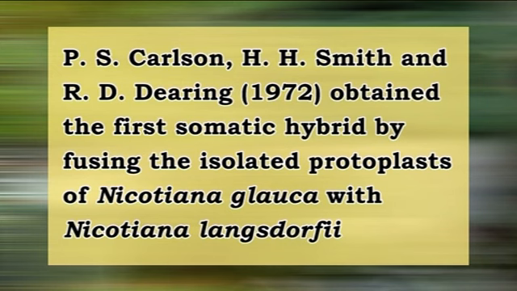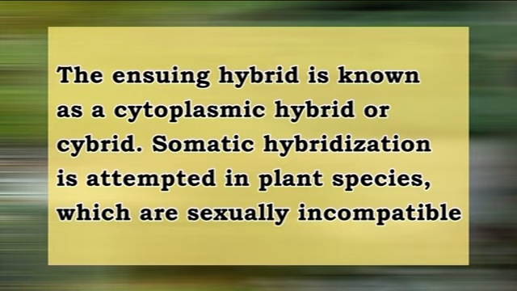P. S. Carlson, H. H. Smith and R. D. Daring obtained the first somatic hybrid by fusing the isolated protoplasts of Nicotiana glauca with Nicotiana langsdorffii. However, sometimes due to cellular incompatibility, 2 nuclei cannot coexist. Consequently, one nucleus is eliminated and a protoplast containing the nucleus of one species and the cytoplasm of both results. The ensuing hybrid is known as a cytoplasmic hybrid or cybrid.